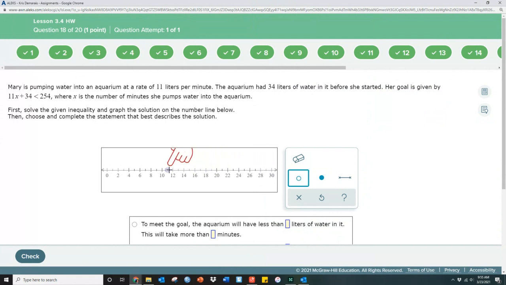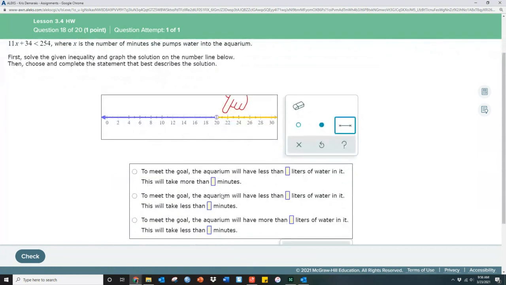So we're going to be less than or equal to 20 minutes. All right, less than 20 minutes, not less than or equal to. We definitely want that to be less than, because we do not want the tank to overflow. This is an aquarium, right? So we want it to be less than 254 liters. So to meet the goal, the aquarium will have less than 254 liters. That's true. We want it to be less than.